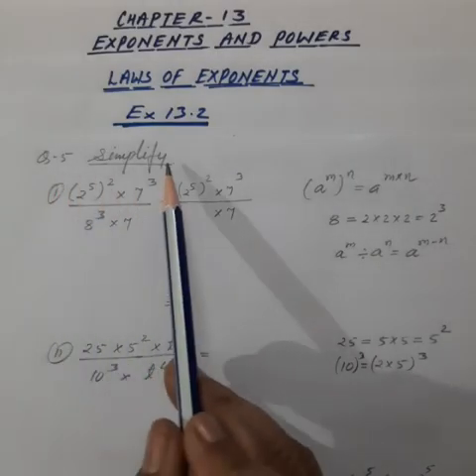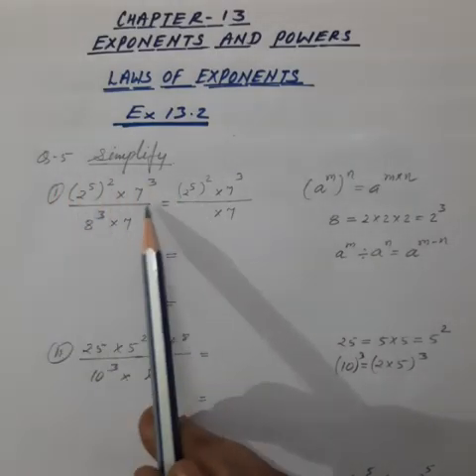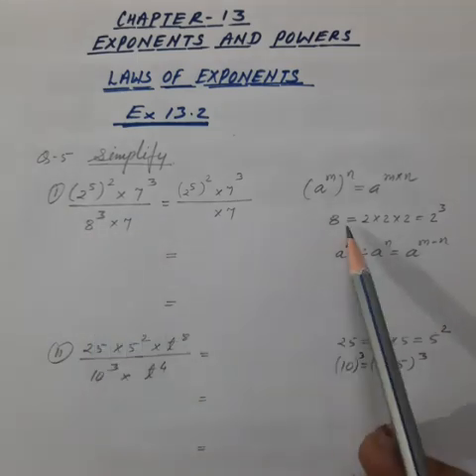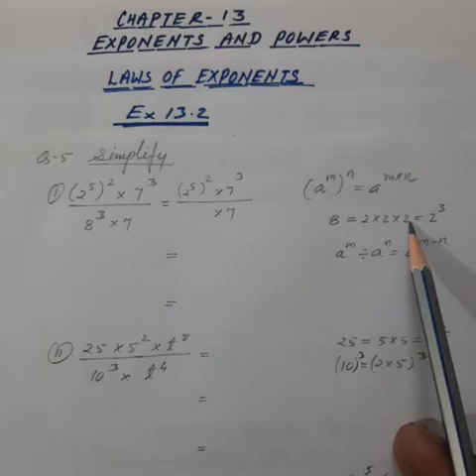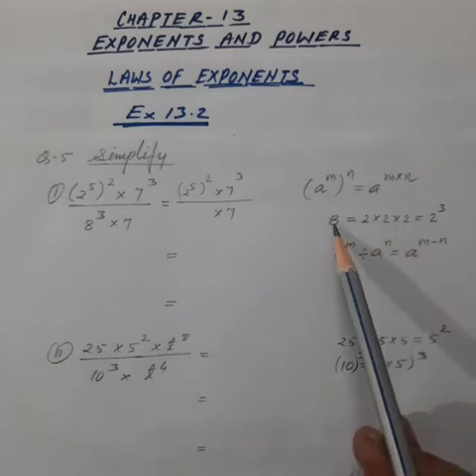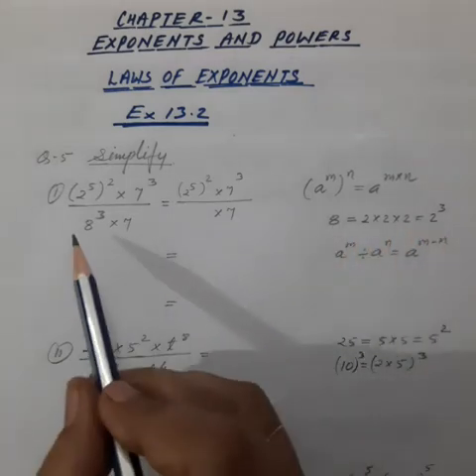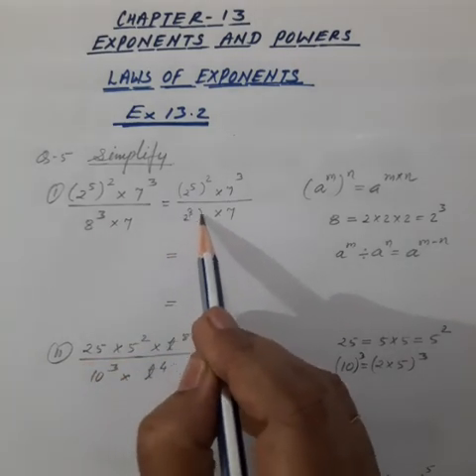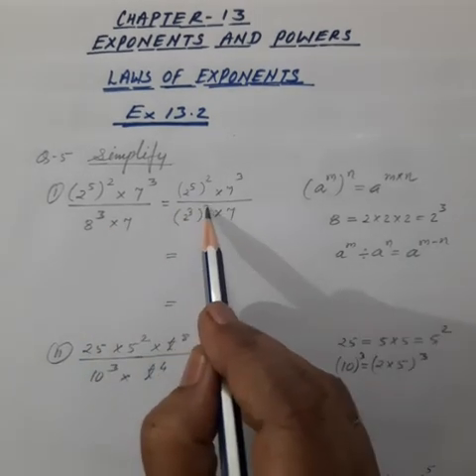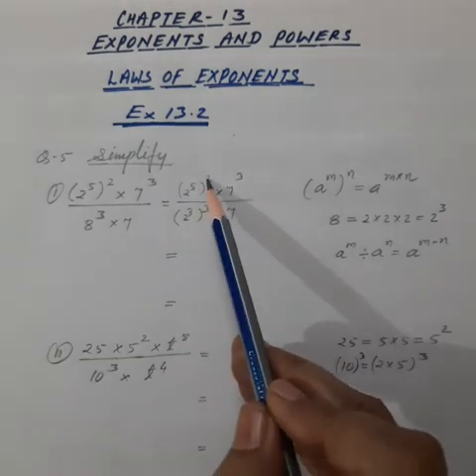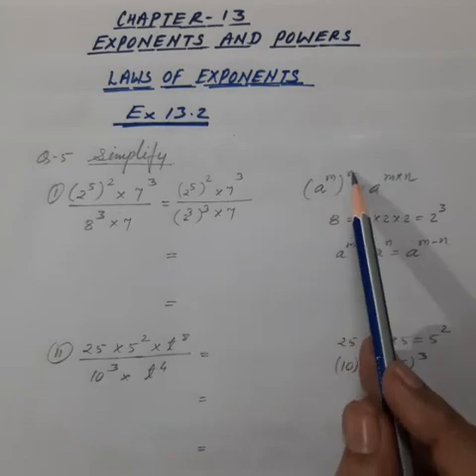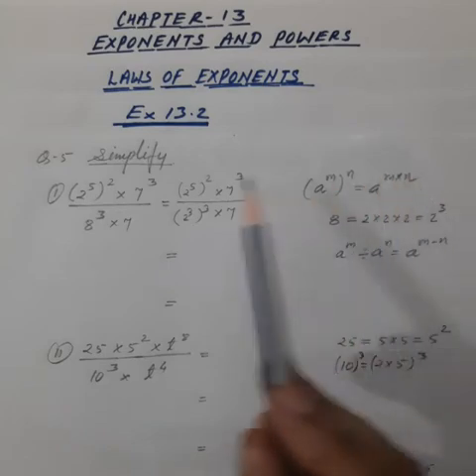Question 5. Simplify. First question. In this question, this 8 is composite number. So first find out the prime factorization and we can write 8 as 2 cube. So right here at the place of 8, 2 cube and again the power 3. Now these are powers of powers. To take powers of powers, we have to take same base and multiply the powers.